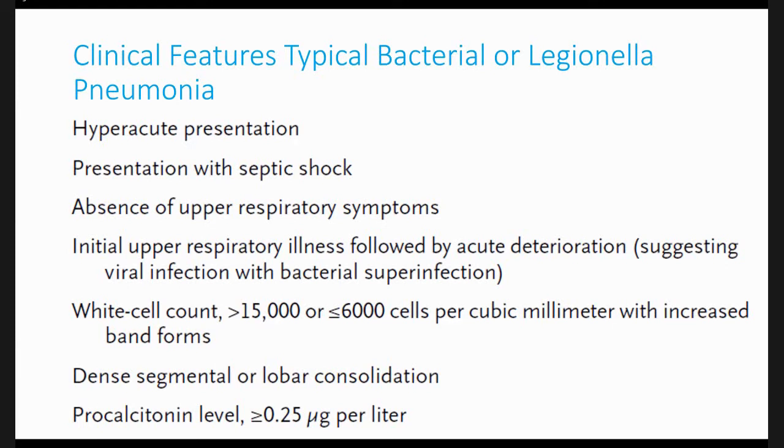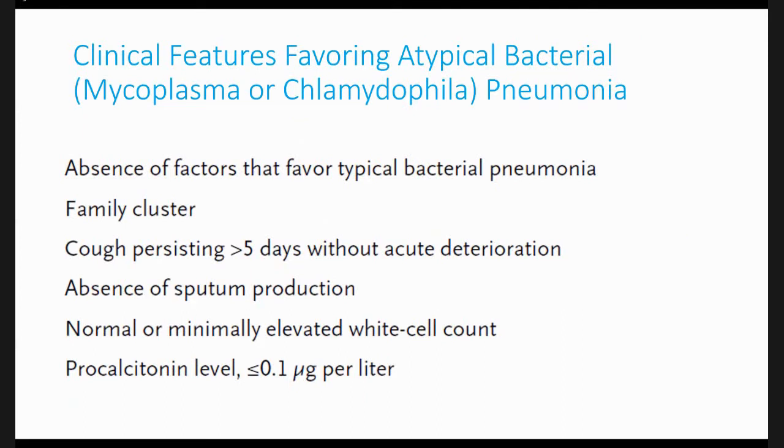Clinical features favoring atypical bacteria such as Mycoplasma and Chlamydophila will be the absence of the factors which I have already mentioned for typical bacterial pneumonia. Family cluster: there may be families with similar symptoms, which is very typical for atypical microorganisms. Cough persisting for more than 5 days without acute deterioration.